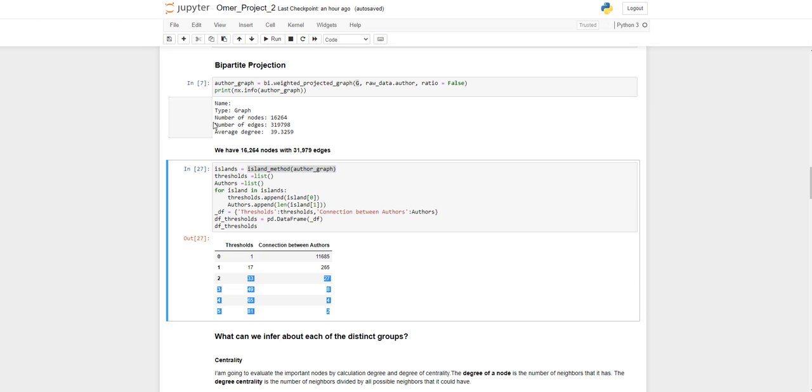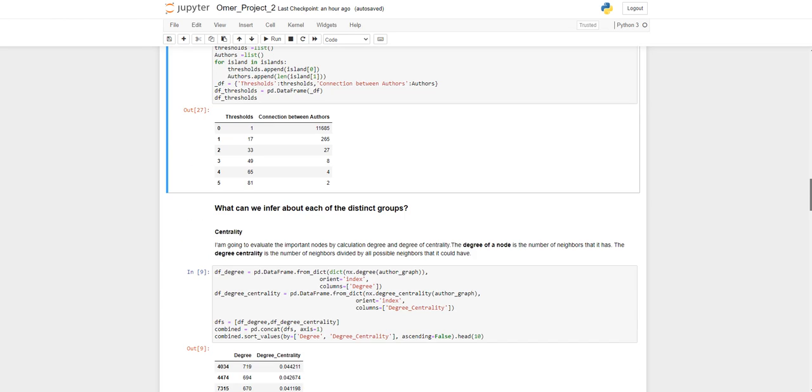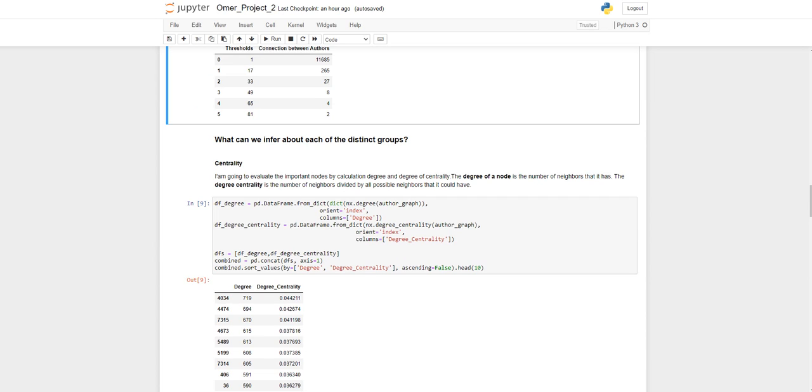First I'm going to use the threshold range between 5 and 10 that the graph is showing me, and then I'm going to use 33. If I use that, I can get some idea of how the other connections are. The question we are asked is, what can we infer about each of the distinct groups? For that reason, I'm going to look at the degrees and then the degree centrality.